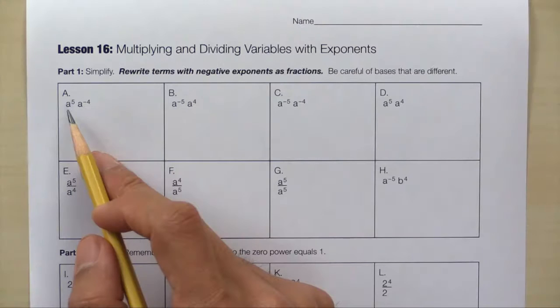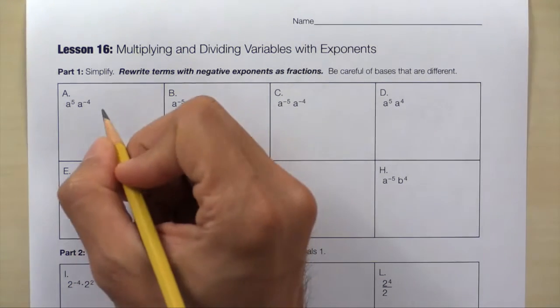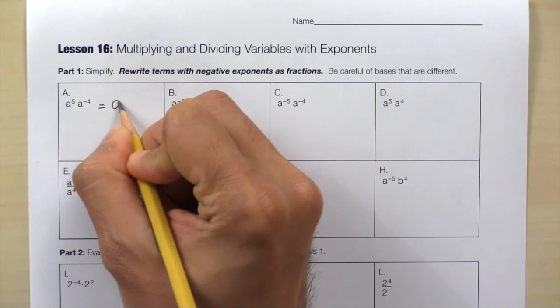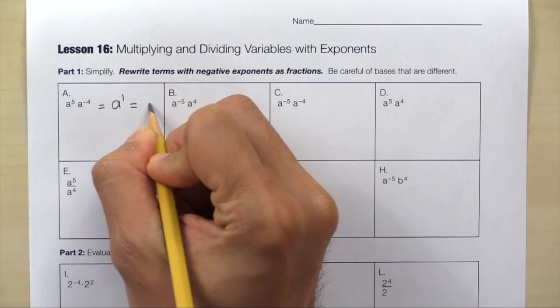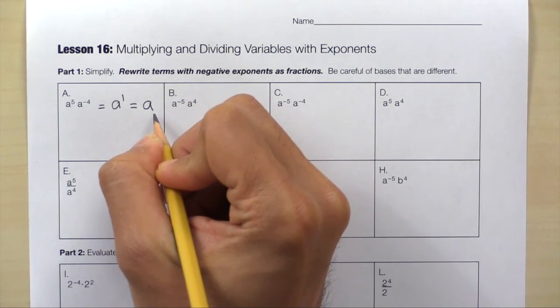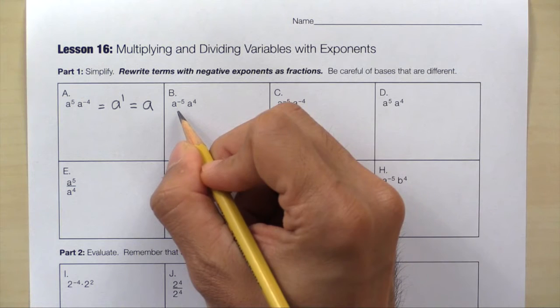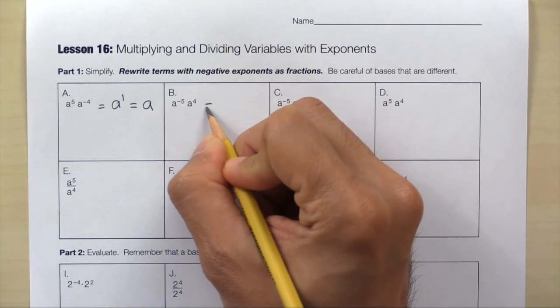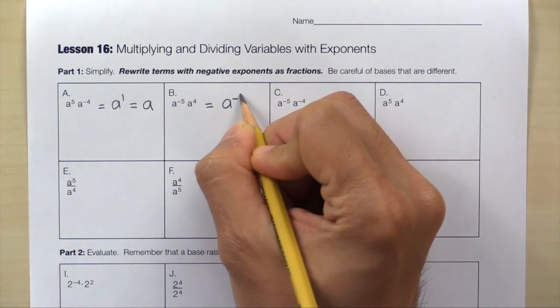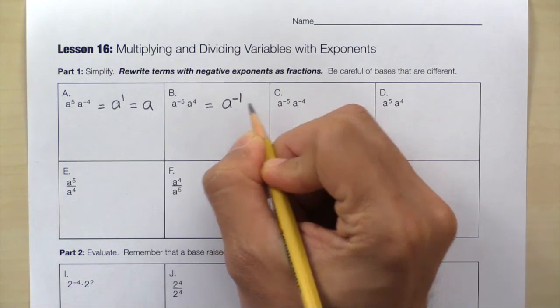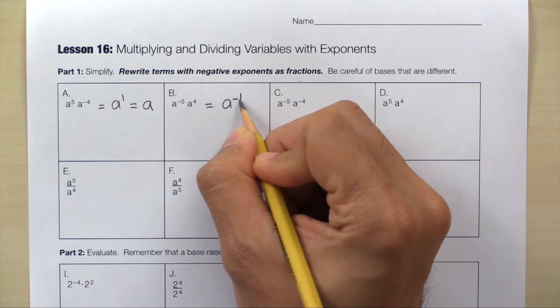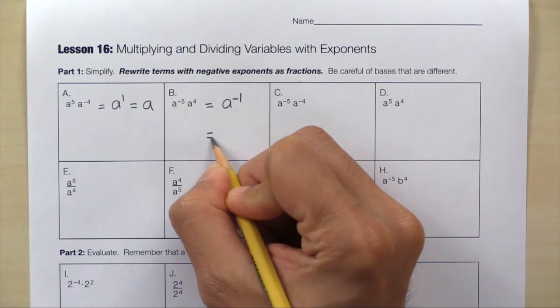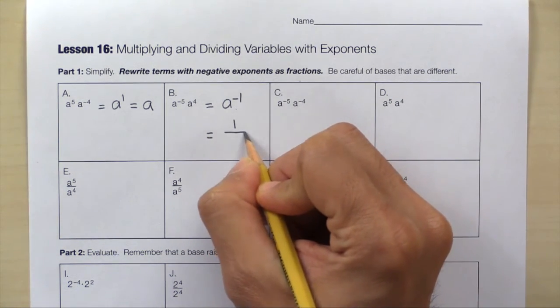Here's box A. A to the 5th times a to the negative 4th. And the answer here is a to the first power, or just simply a. Box B. A to the negative 5th times a to the 4th. And that gives us a to the negative first power. Let's rewrite this as a fraction instead of using negative exponents. So our final answer, 1 over a.